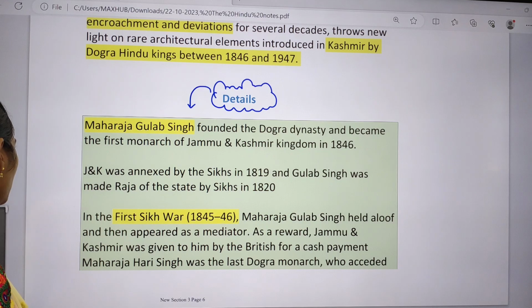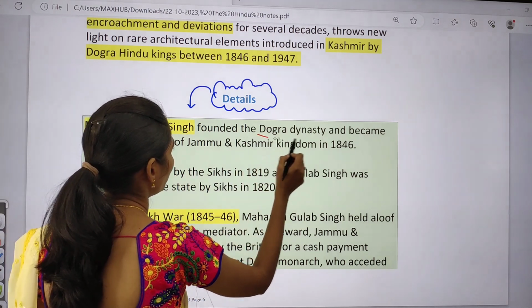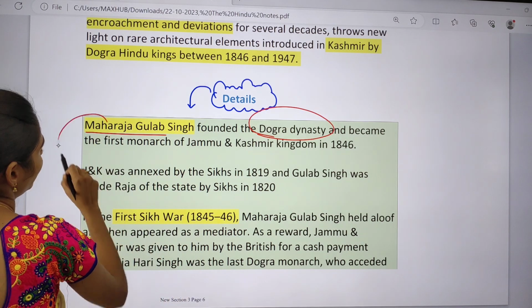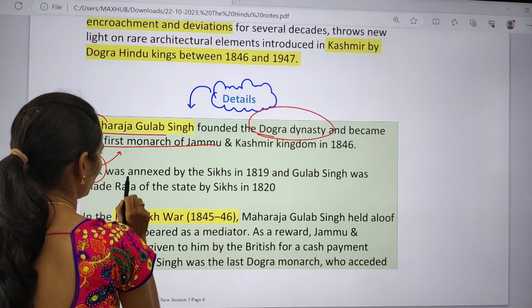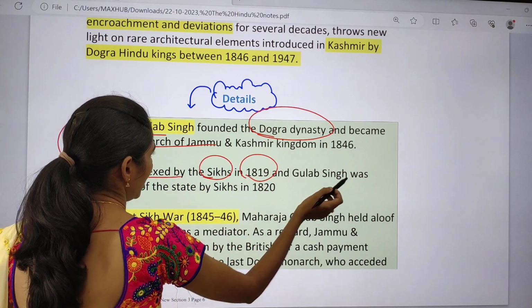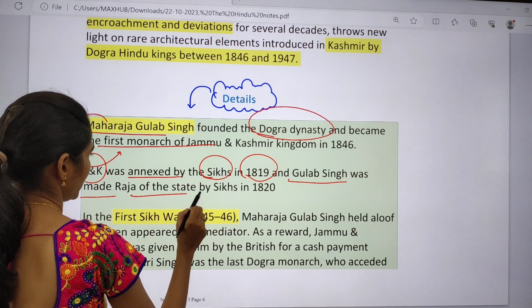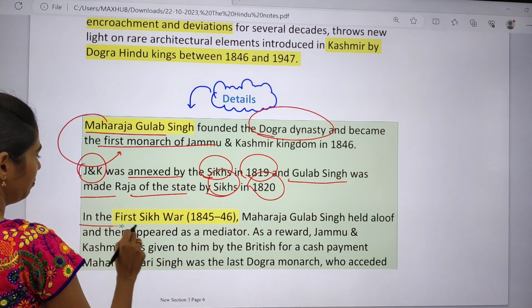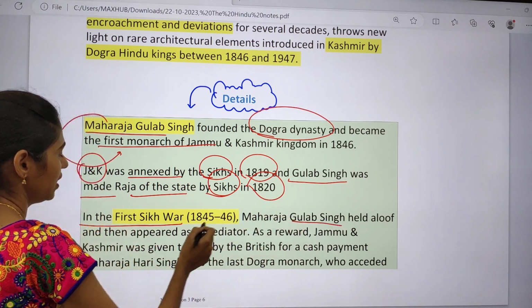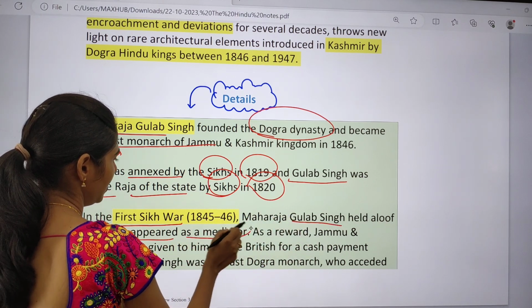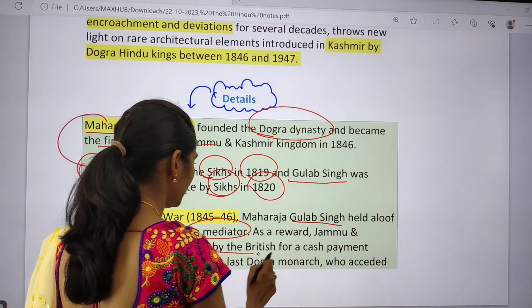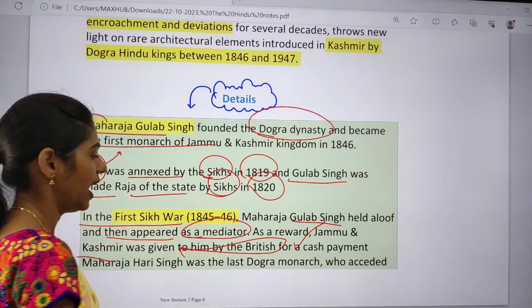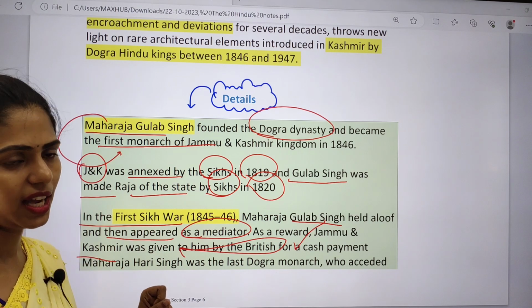If you see some facts here, Maharaja Gulab Singh founded the Dogra dynasty, and he became the first monarch of the Jammu and Kashmir kingdom in 1846. Jammu and Kashmir was annexed by the Sikhs in 1819, and Gulab Singh was made Raja of the state by the Sikhs in 1820. In the first Sikh war, Maharaja Gulab Singh held aloof and then appeared as a mediator. As a reward, Jammu and Kashmir was given to him by the British for a cash payment. And later on, the last ruler was Maharaja Hari Singh.